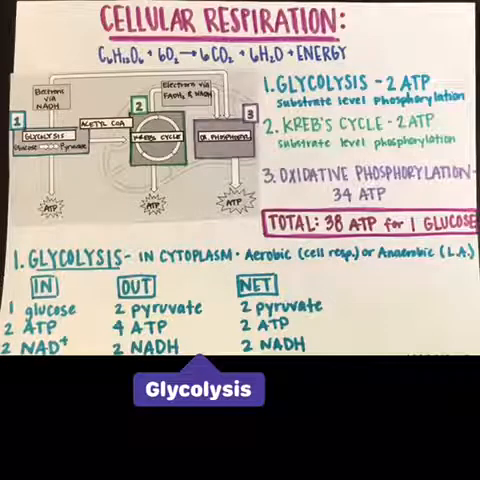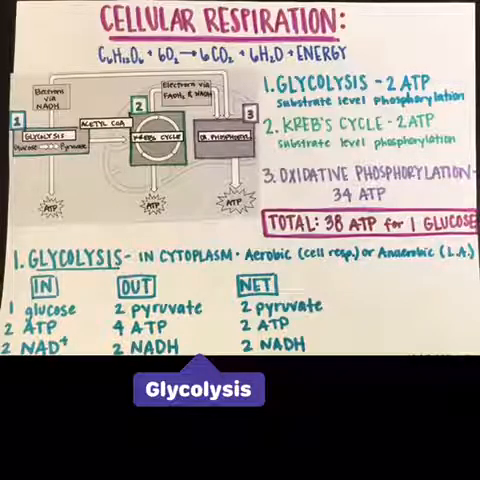Underneath the picture, go ahead and add the first step, which is glycolysis. Like I said before, this occurs in the cytoplasm, and it can either make way to the aerobic process, which is called cellular respiration, or it's going to go into the anaerobic process, lactic acid fermentation. I just abbreviated it with an LA on your paper.